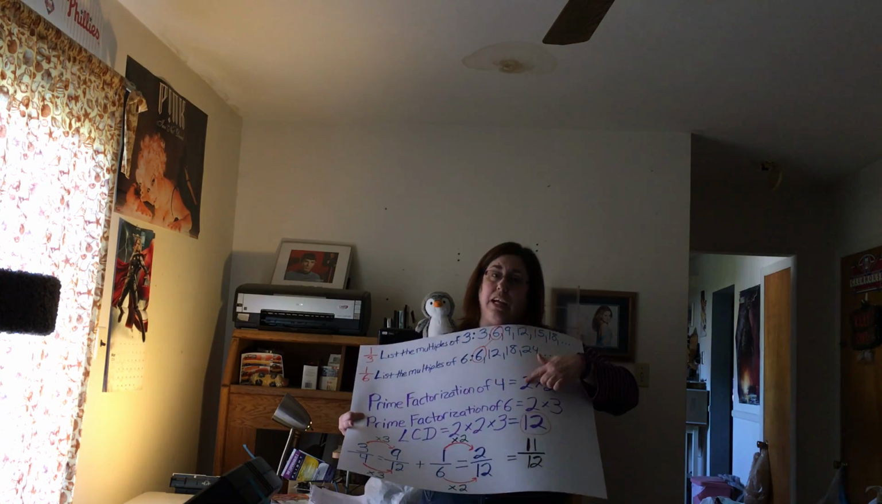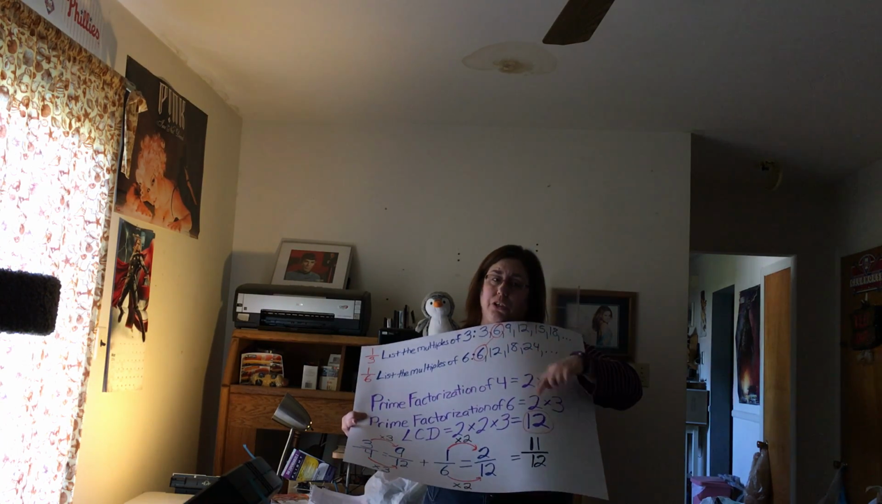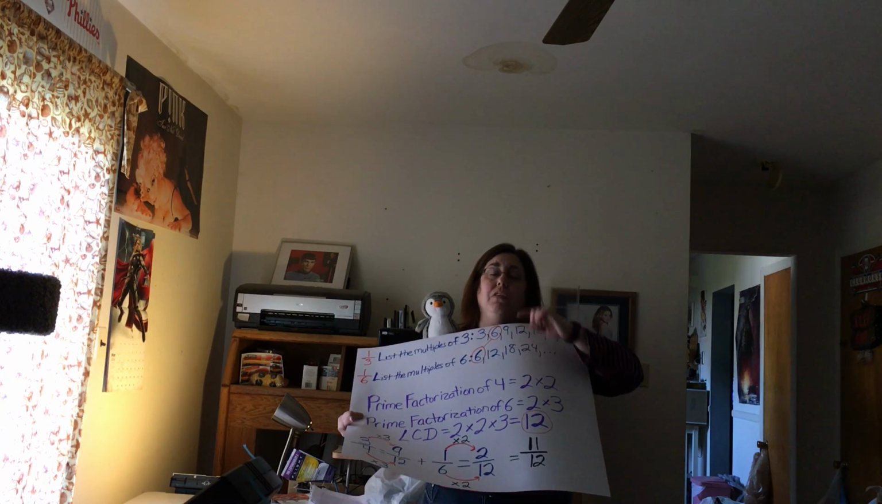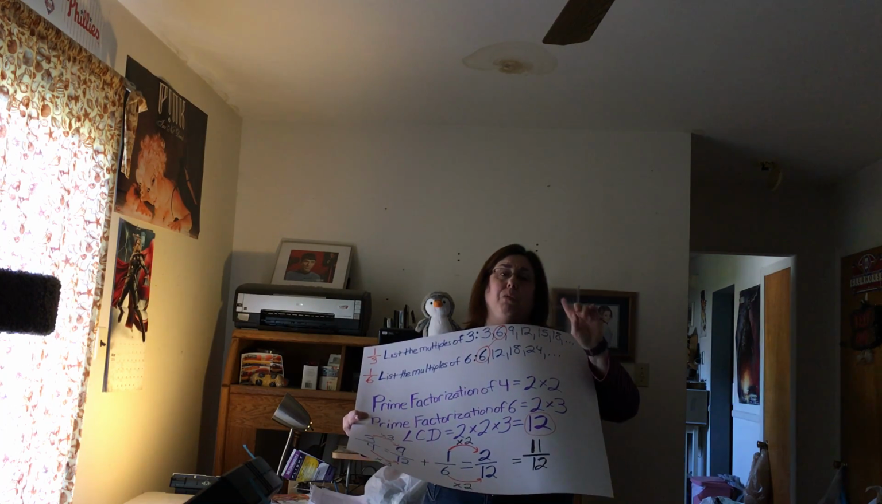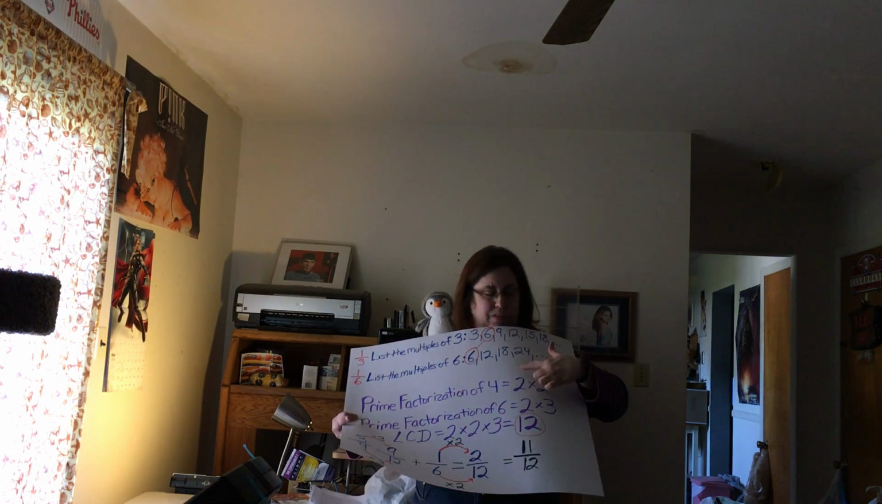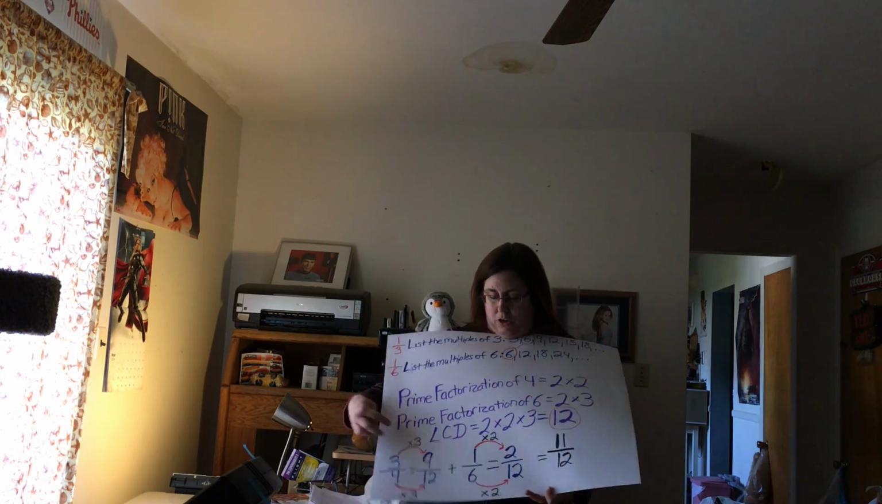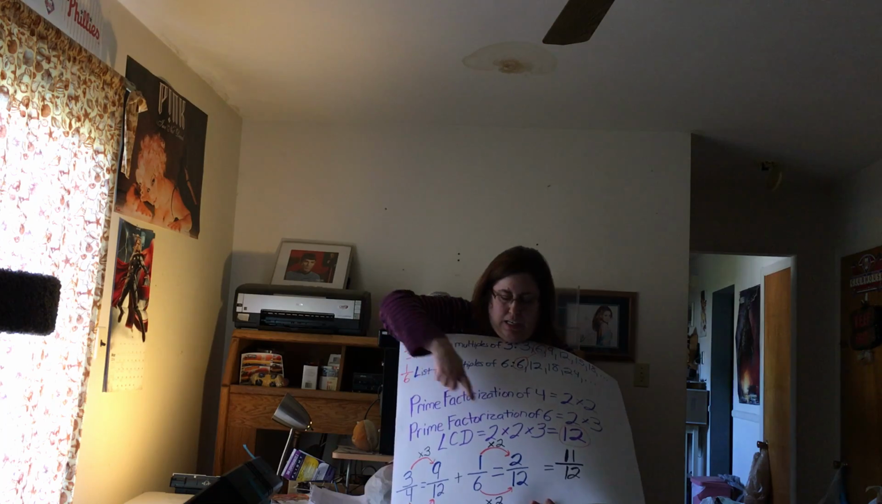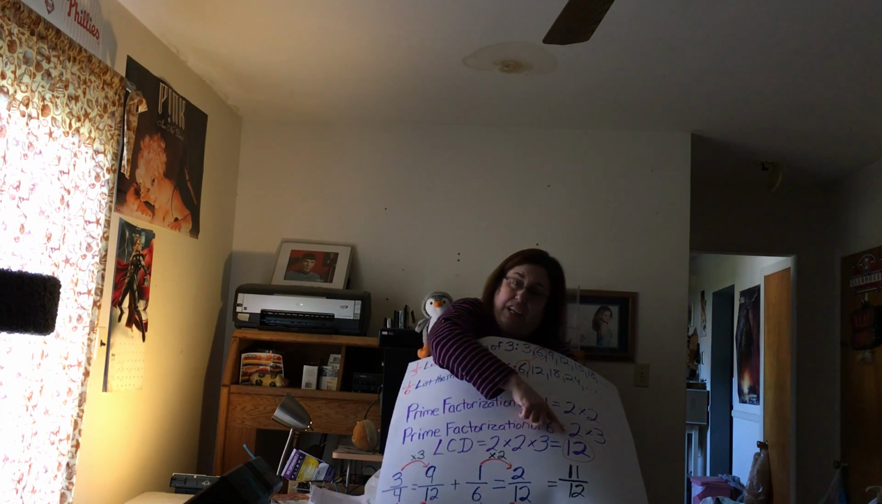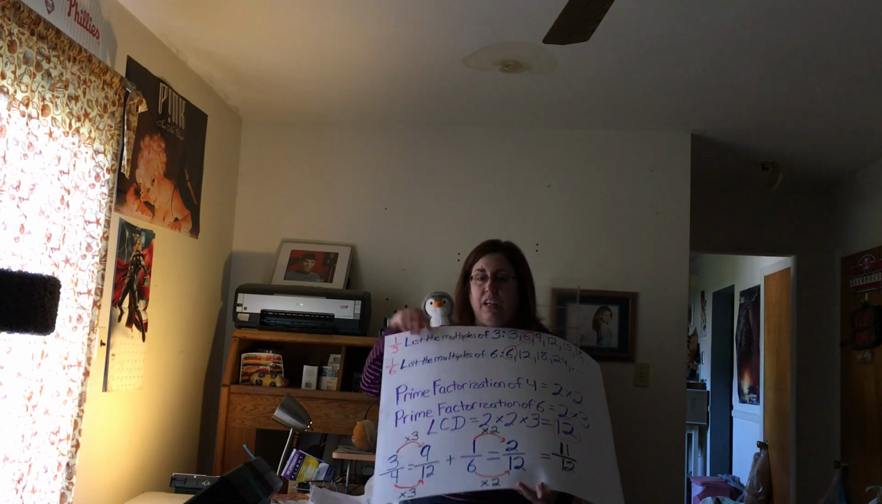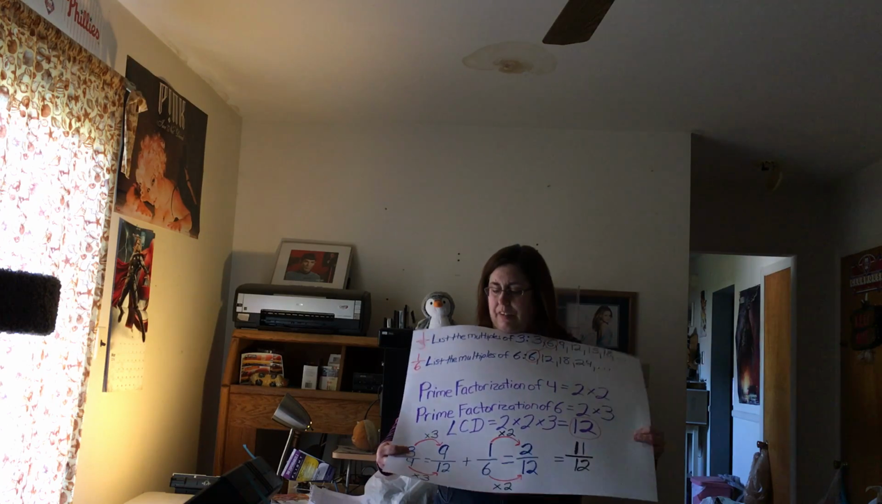When you're doing two different numbers here, you remove one of any that are the same. Well, they both have a 2. So we remove one of those 2's, and our lowest common denominator is 2 times 2 times 3, which will give us 12. So now we have a lowest common denominator of 12.